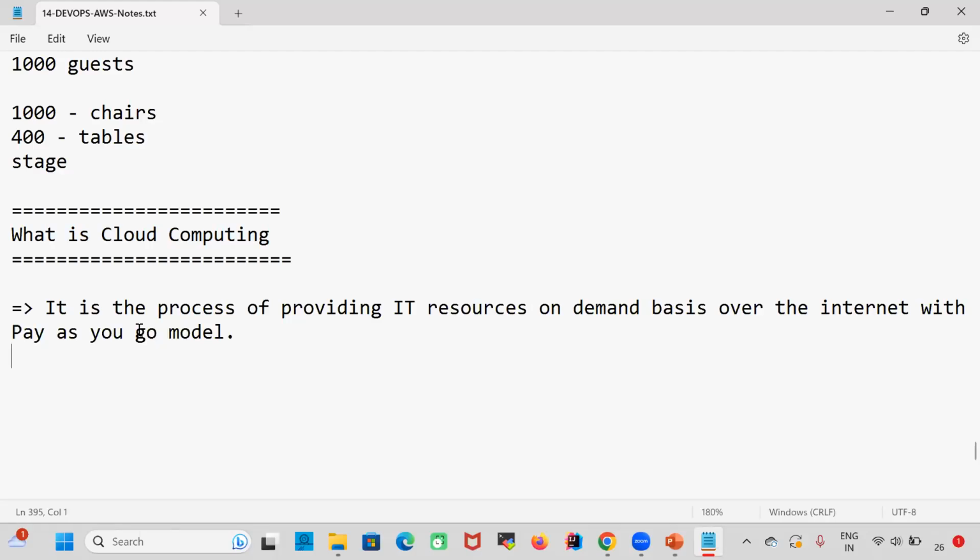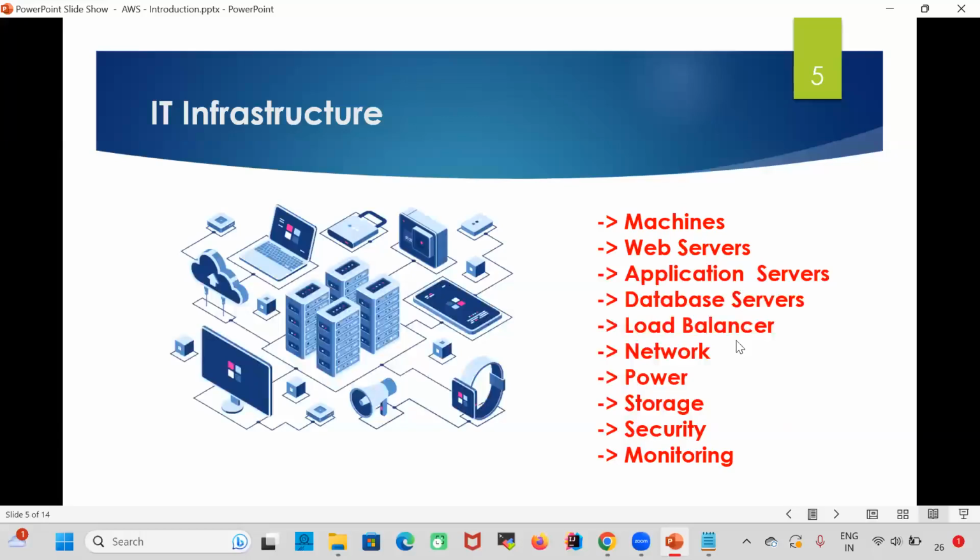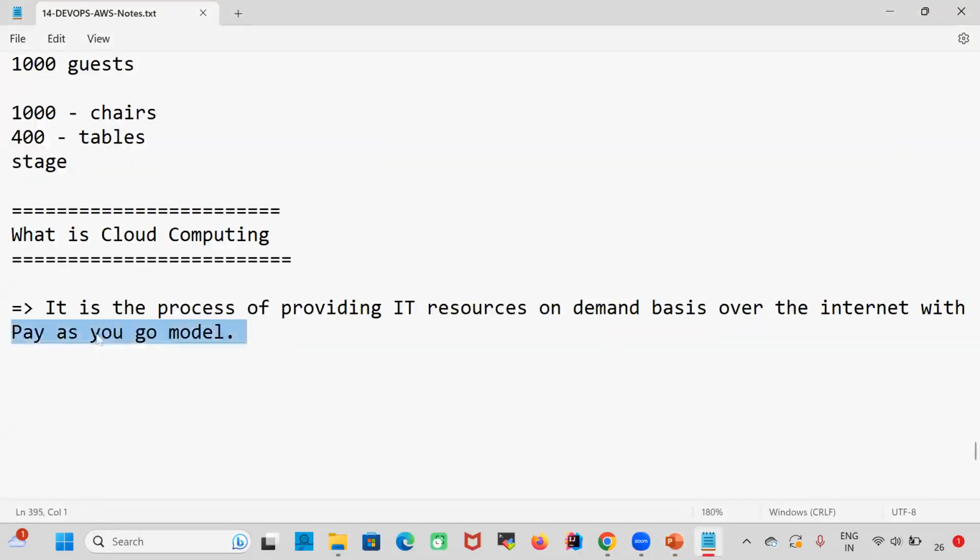But in official terminology, what is cloud computing? It is the process of providing IT resources on demand basis over the internet with the pay as you go model. So what does that mean? Whatever infrastructure we need to run our business, to run our project, we can take it for rent based on the pay as you go model.